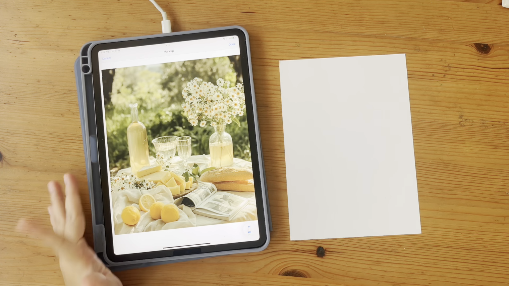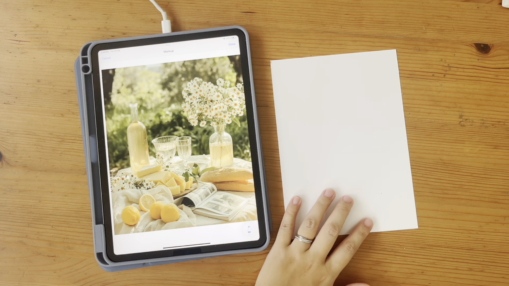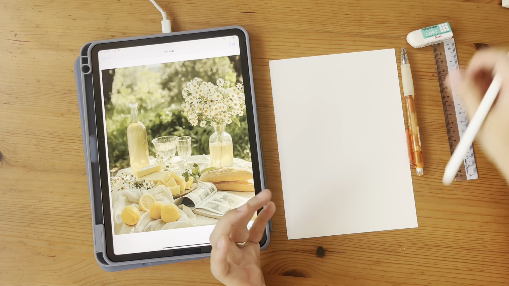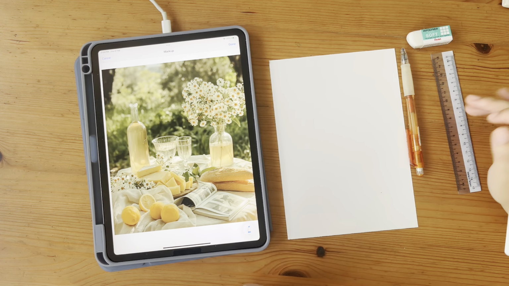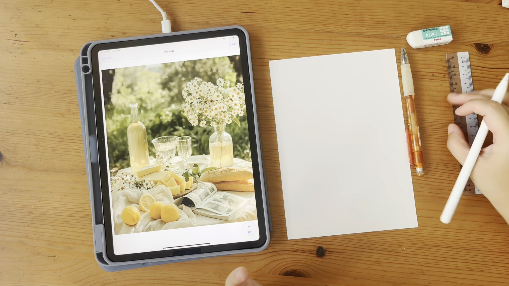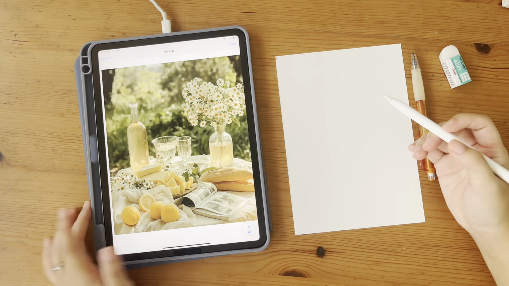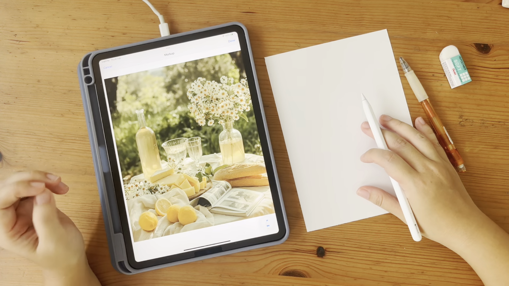So I have with me my image reference on my iPad, and I have a piece of paper that I'm going to be using. You can prepare things like your eraser. Perhaps you want to use a ruler. I'm not so much a ruler type of person, so yeah. And then pencil. So first, what we are going to do is to divide this image into grids.